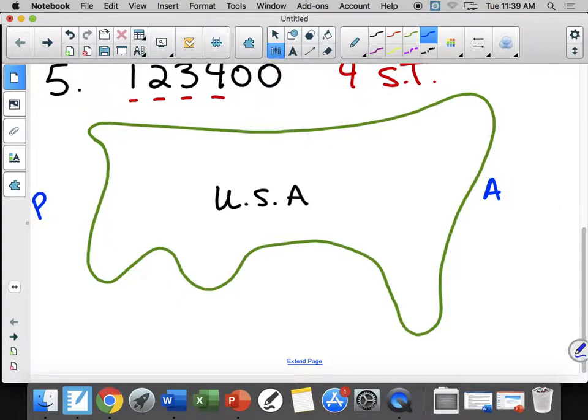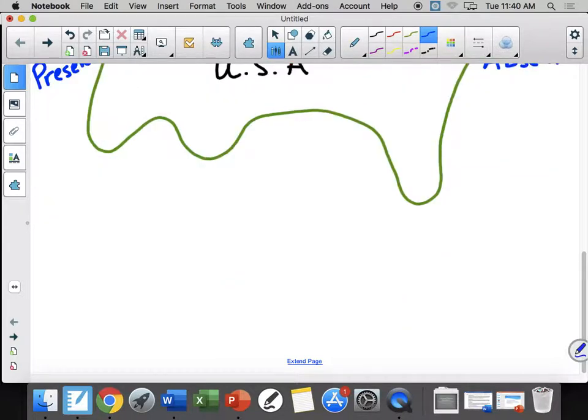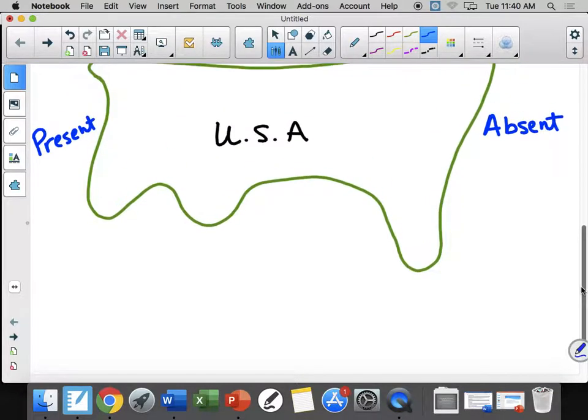So when we're talking about sig figs, sometimes the decimal point is absent. Sometimes there's no decimal point. And sometimes the decimal point is present. Sometimes it's there. So what does that have to do with the United States? Well, let's see. So let's take a few numbers where our decimal point is in fact present.